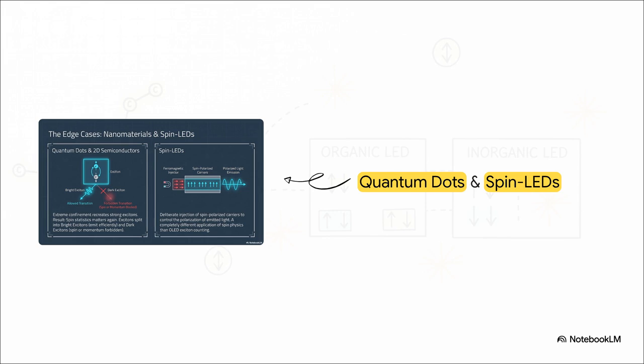We also have spin LEDs, where scientists deliberately inject spin-polarized carriers just to emit specifically polarized light. So spin physics is universally important. It's just applied completely differently depending on the structure you've built.